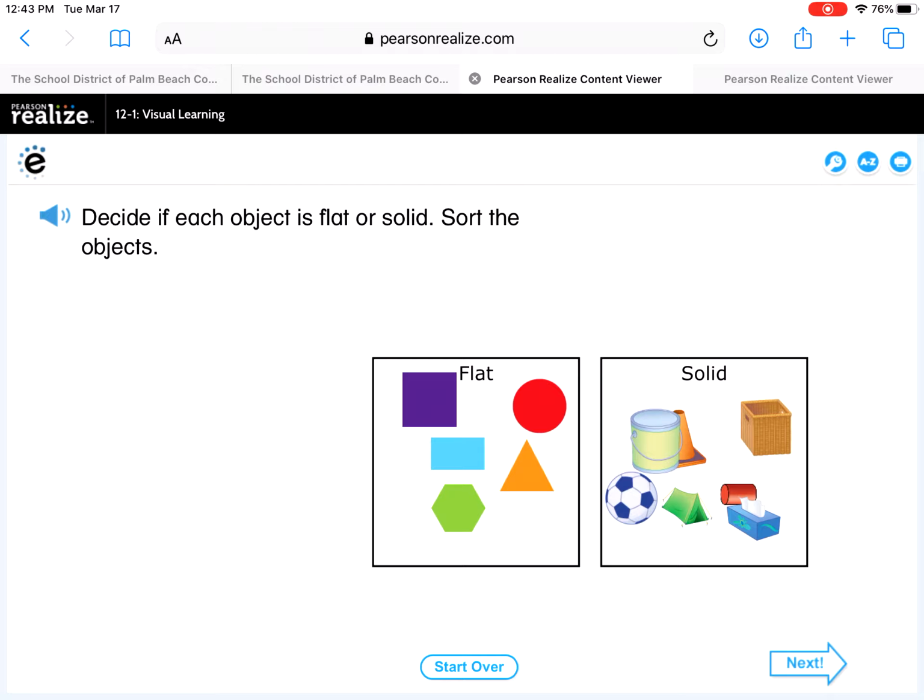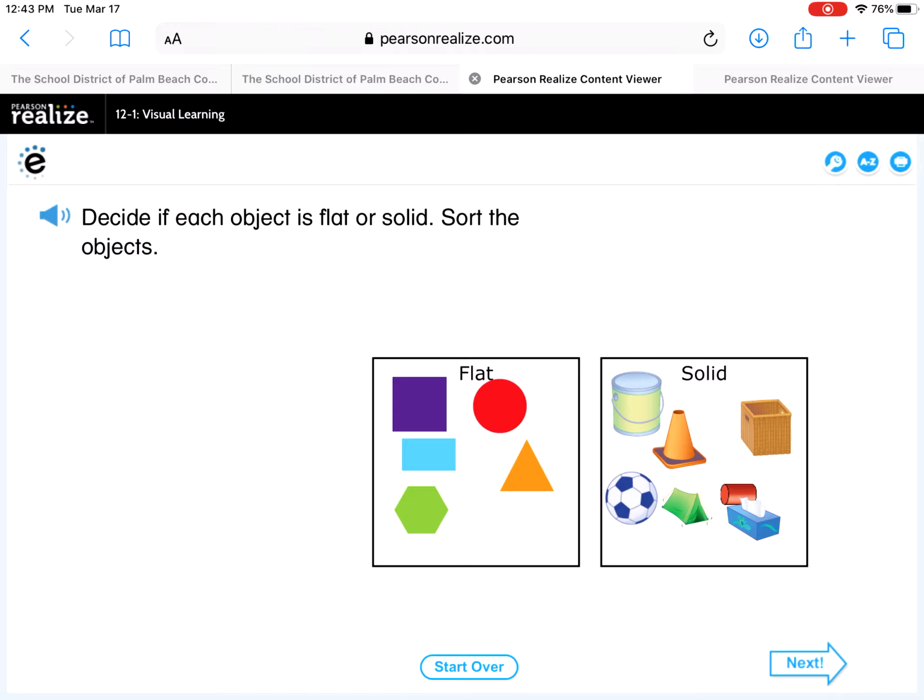So see, boys and girls, can you see the difference between a solid shape and a flat shape? So let's go over them. The flat is square, rectangle, hexagon, circle, and a triangle. These are all flat shapes because, boys and girls, we can't see their sides. We can't see the top of them. We can just see the front of them, okay?